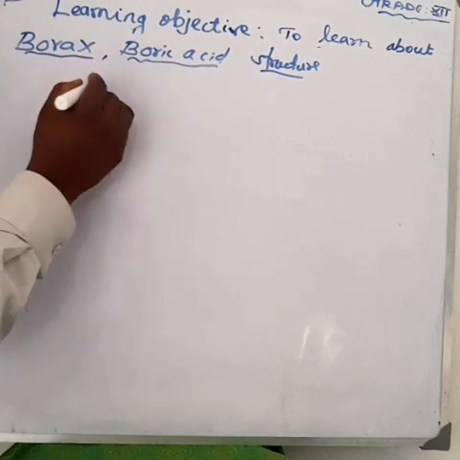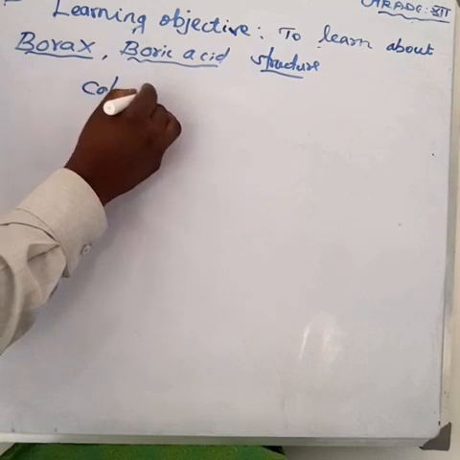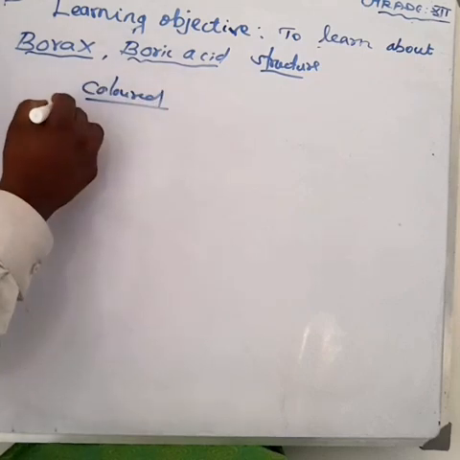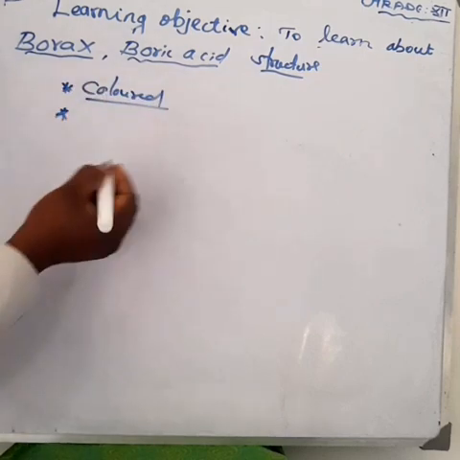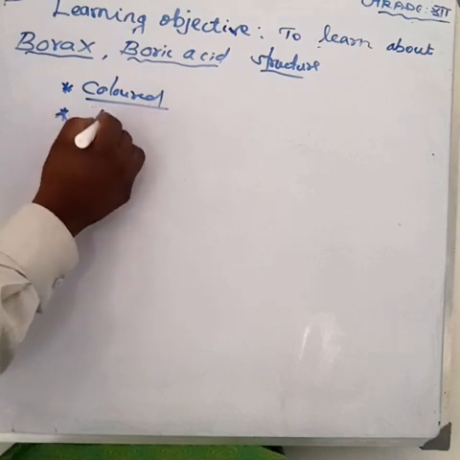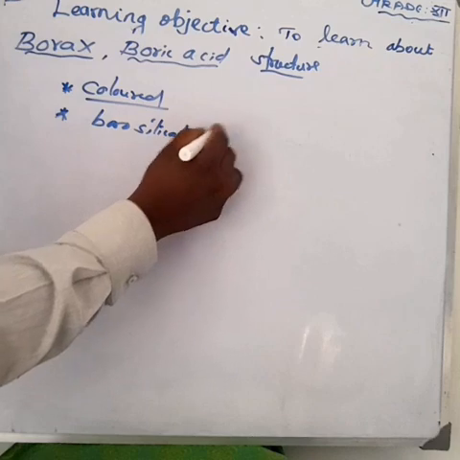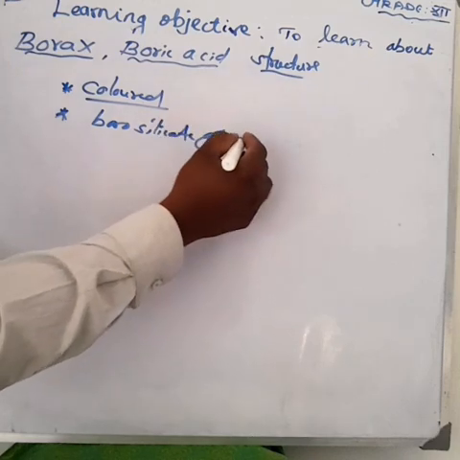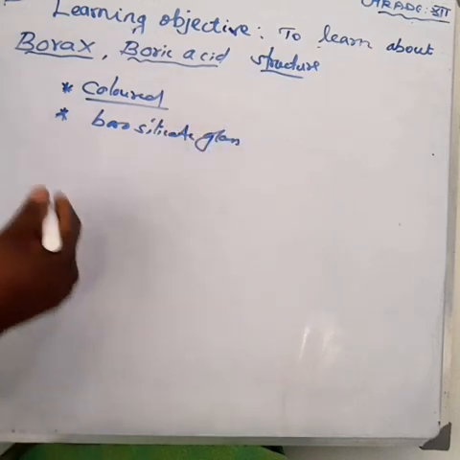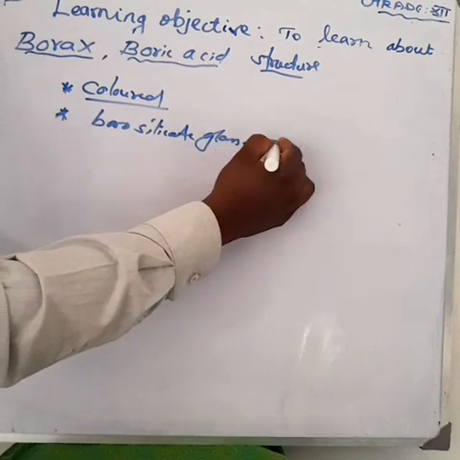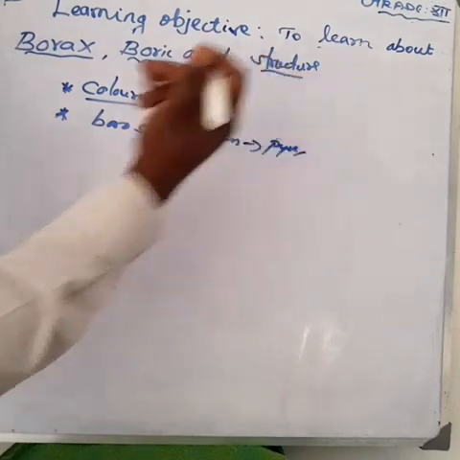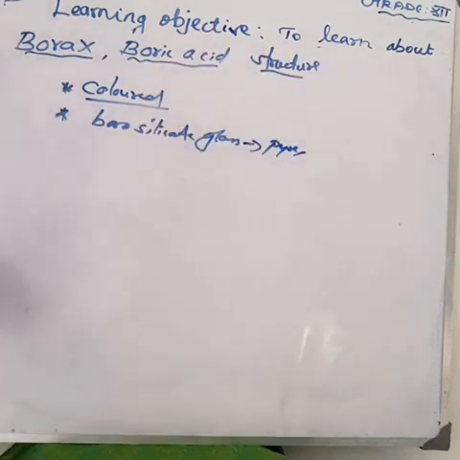And also, second, it is used in the manufacture of optical and borosilicate glass. Borosilicate glass means Pyrex glass. We learned about that. Even if it is heated, it does not break. It is used for lab purposes. Also enamels and glaze for pottery, you know that one.